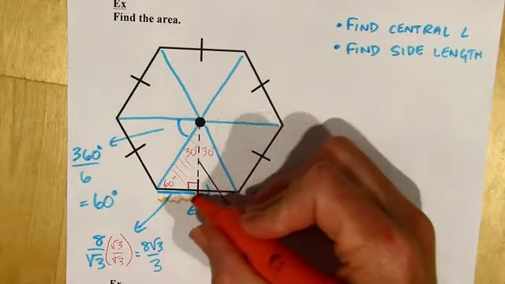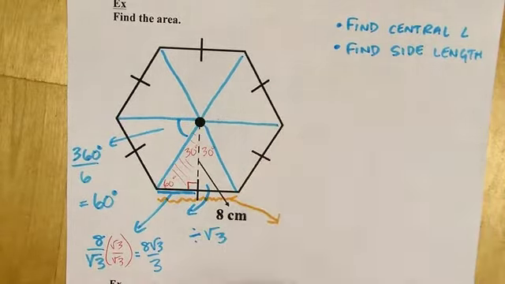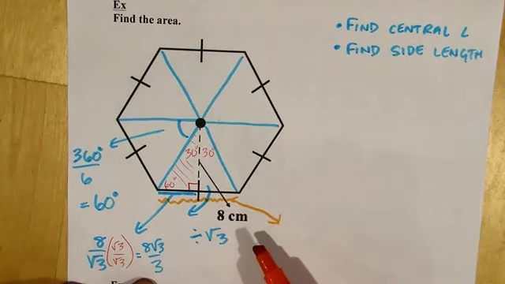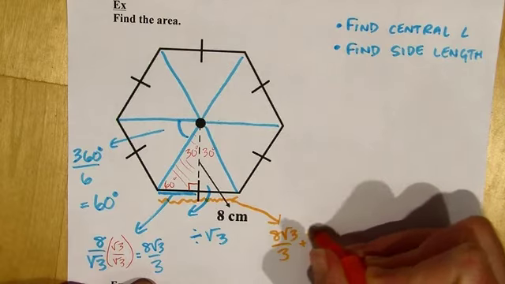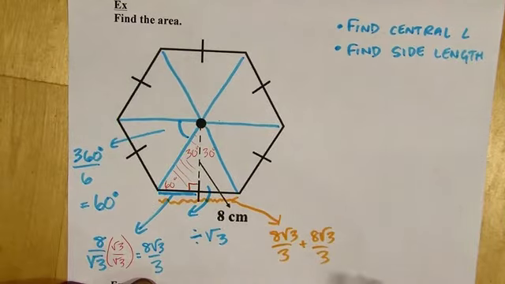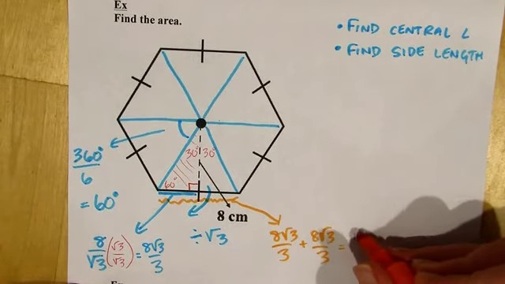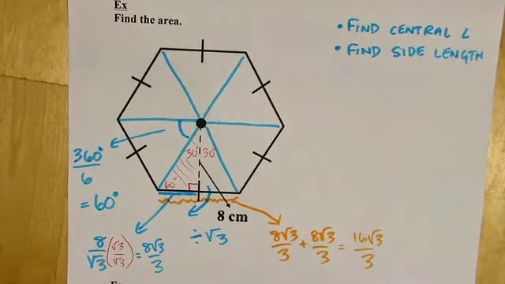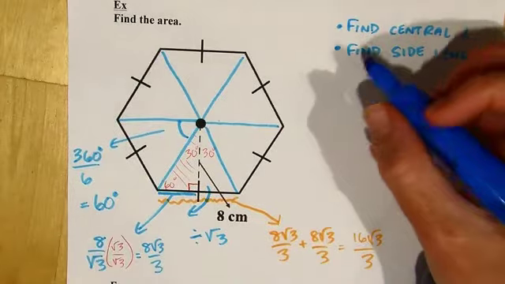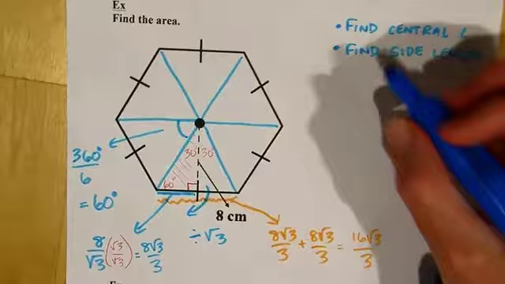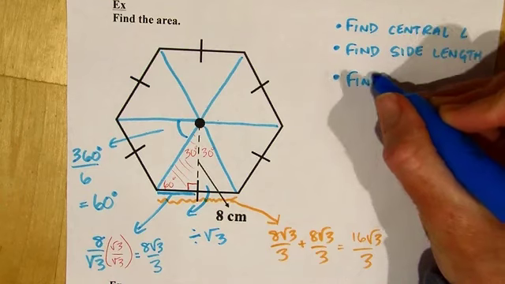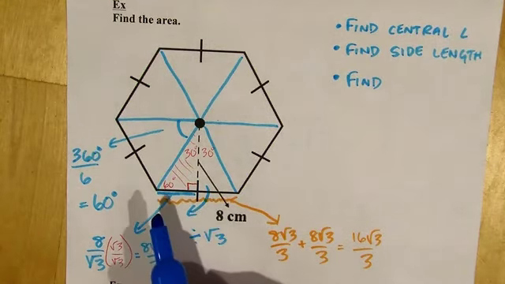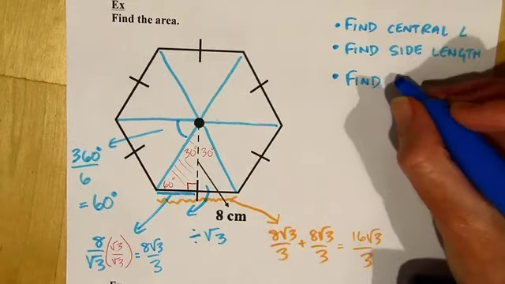Okay? So if that's 8 root 3 over 3, then I can find this whole distance because there's just two pieces that are both 8 root 3 over 3. Okay, so the denominator would stay the same, right? So this is going to be 16 root 3 over 3 for that whole side length, okay? And now that I have a side length, now I can find the perimeter. Or I could just find the area of this whole slice and then multiply it by 6. It doesn't really matter. It's about the same amount of work.